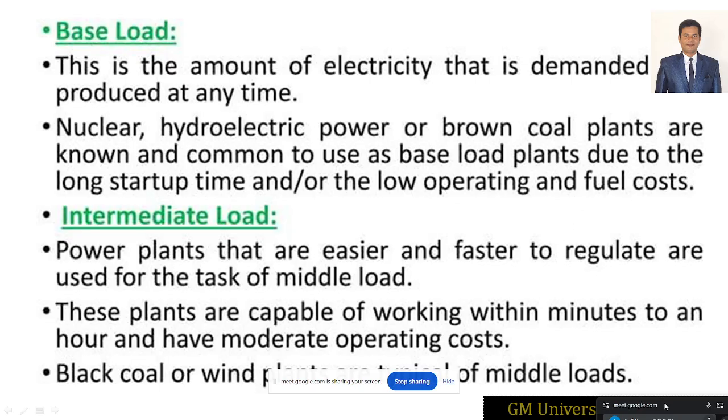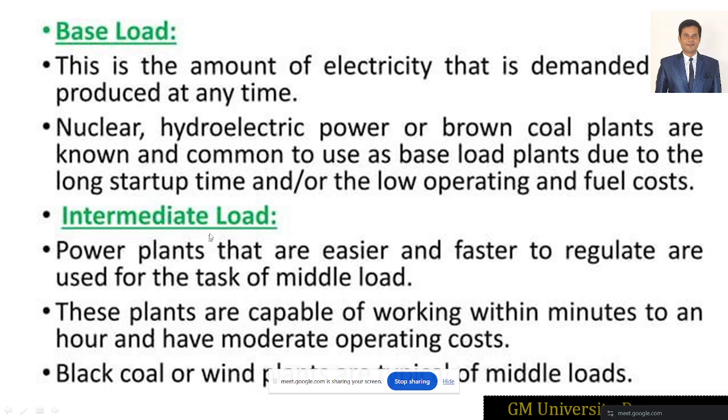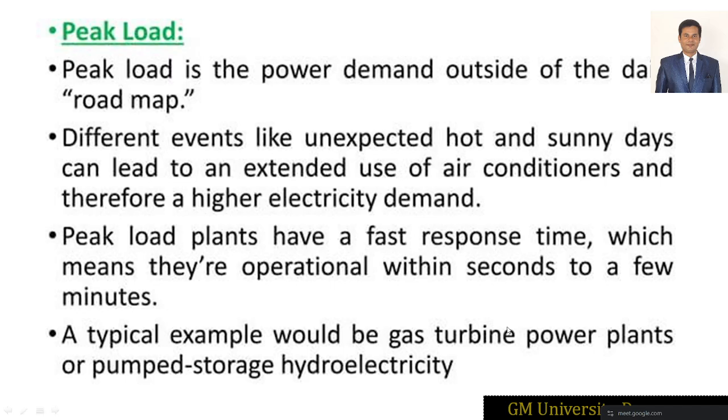Uday, is it clear to you, the base load? Alright, when you go to the intermediate loads, the power plants that are easier and faster to regulate are used for the middle loads. These plants are capable of working within minutes to hours and have a moderate operating cost. So they work from minimum to maximum hours, such as hydro plants and wind plants, which are typical examples for the intermediate loads.